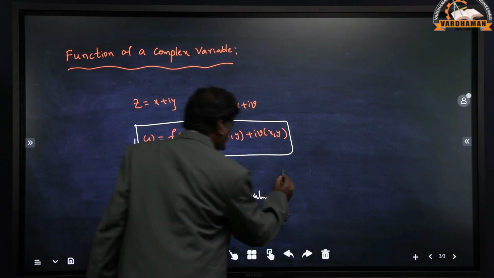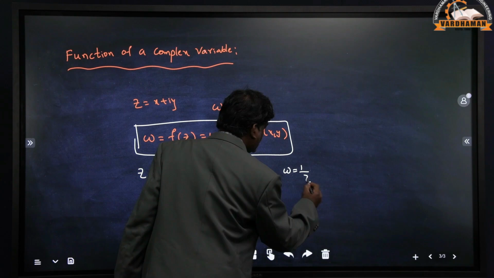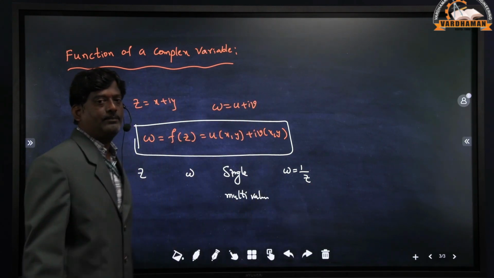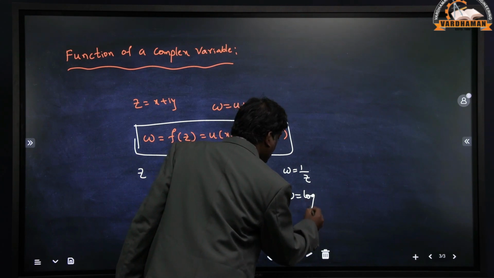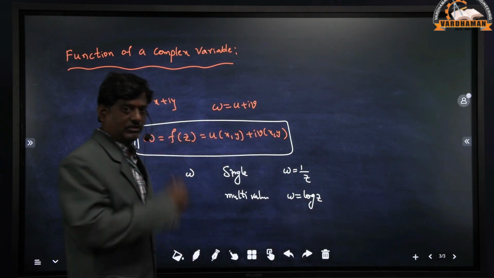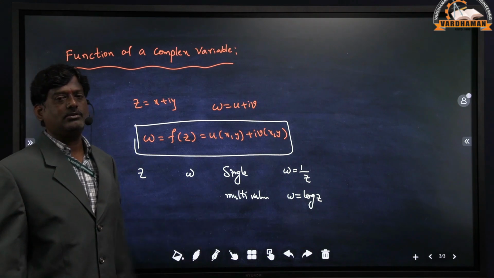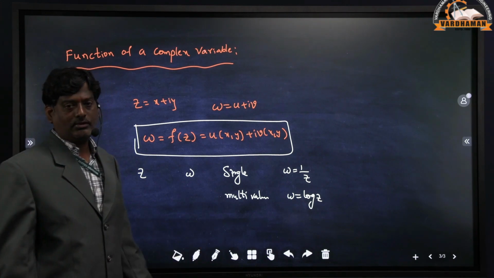For example, w equal to 1 by z is an example of a single valued function of a complex number. If you take w equal to log z, it is a multi-valued complex function. These are some examples to understand functions of a complex variable.